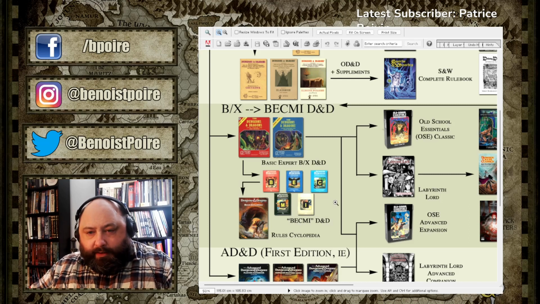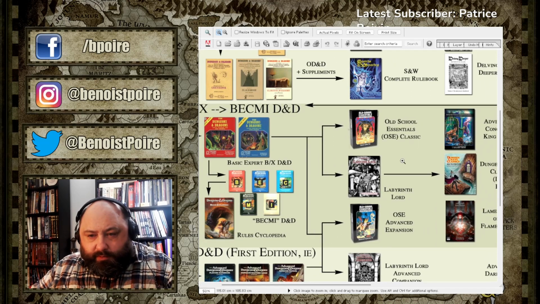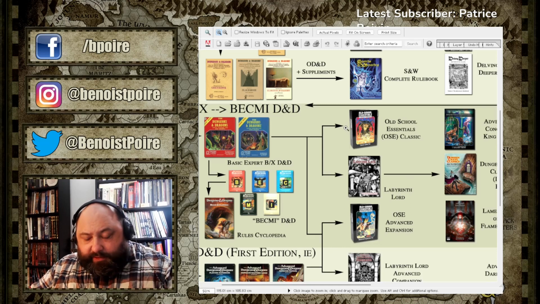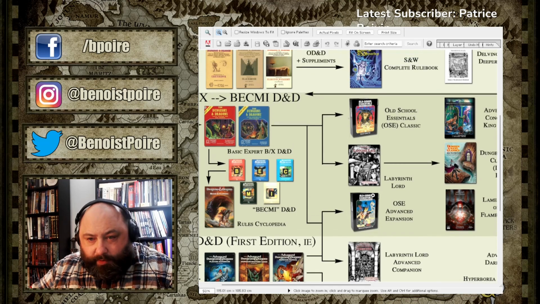Right? Here, we've got two main first generation clones. Labyrinth Lord was the first chronologically. But now the most popular is Old School Essentials, by far. Both of these games have their basic version, which is the emulation of BX, but they also both come with advanced, quote-unquote, expansions, which make them also clones of Advanced Dungeons & Dragons 1st edition. Okay?